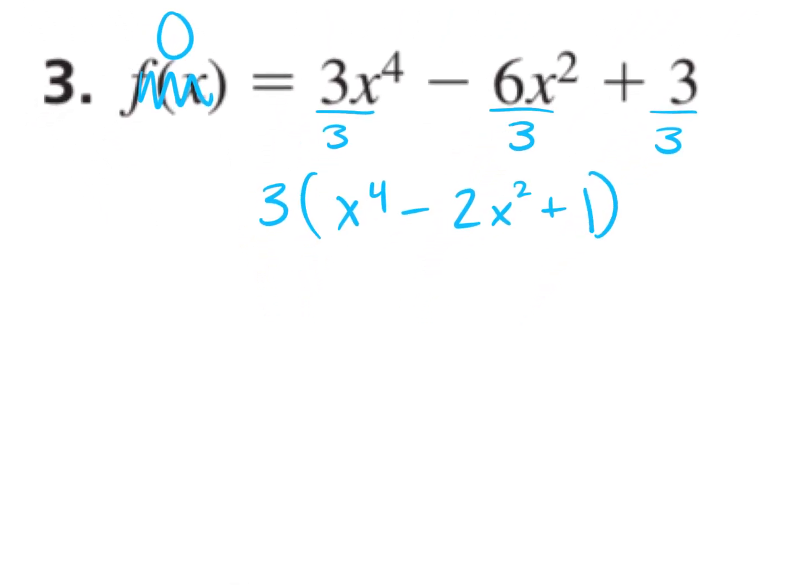Now we need to factor this more. Do I have two factors of 1 that add to negative 2? Negative 1 and negative 1. So I have 3 times, what would go into my parentheses? Awesome. Since it's x to the fourth power, it has to break up into x squared and x squared. So x squared minus 1 and x squared minus 1 equals 0.